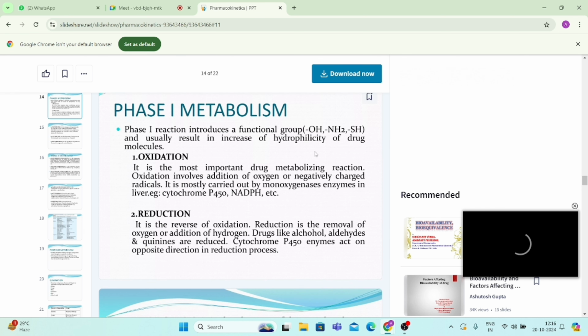Now phase 1. In a phase 1 reaction, it is going to introduce either the hydroxyl group, NH2 group or SH group to the drug, and it is going to increase the hydrophilicity. It makes the drug more hydrophilic in nature, meaning more soluble in water. If it is more soluble in water, ultimately it is going to become less toxic because it becomes diluted. So the functional groups introduced in phase 1 metabolism are the OH group, NH2 group and SH group.